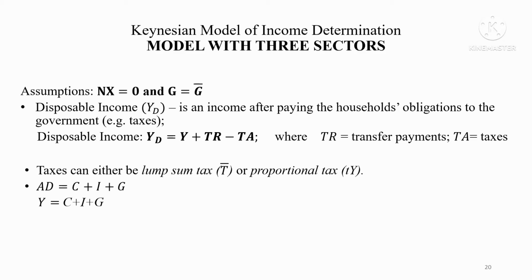Now we will discuss income determination of the economy with three sectors. We will add the role of the government. So that means the aggregate demand now is equal to C plus I plus G. And we assume that G, or government spending, is also fixed, just like the investment spending.